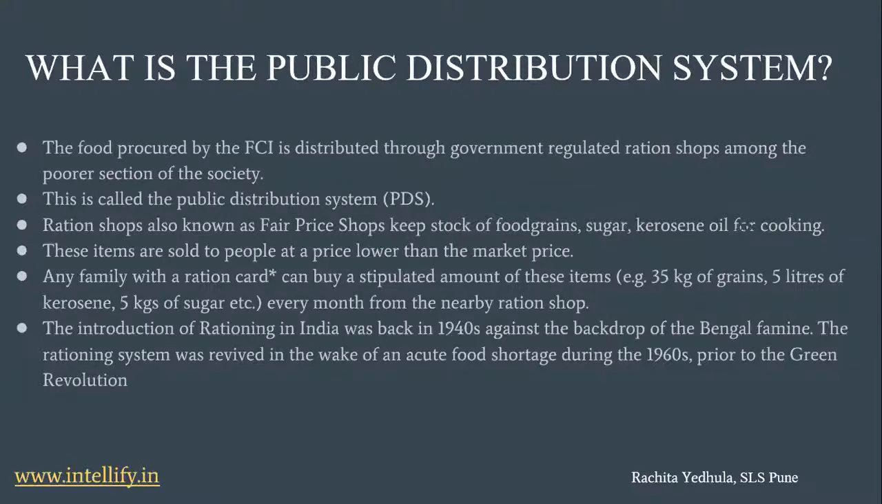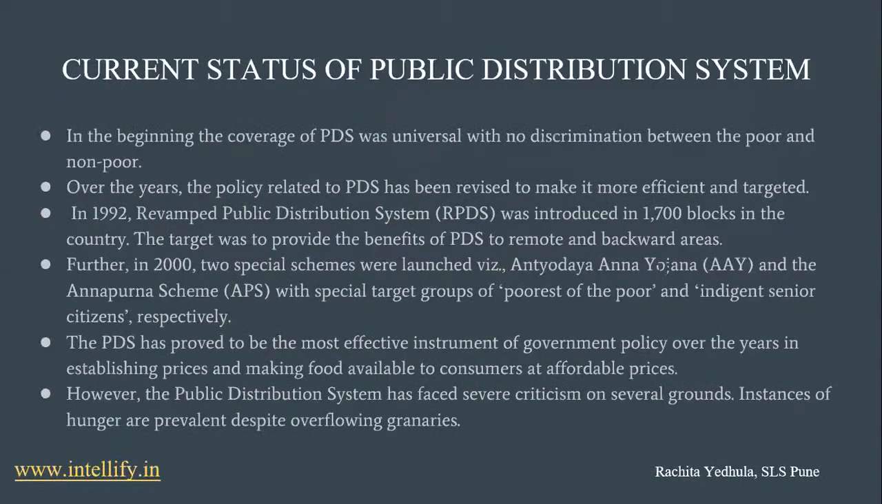At present, there are several programs that the government introduces every year that are aimed at alleviating the poor. That is, improving the conditions of poor, bringing them out of poverty, etc. These programs are mainly targeted for rural areas for maximum efficiency. Now, what is the current status of the public distribution system? Meaning, how is it operating currently?